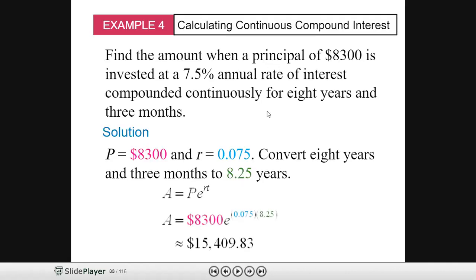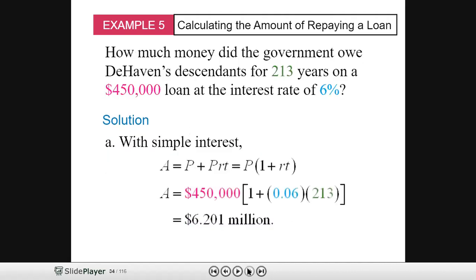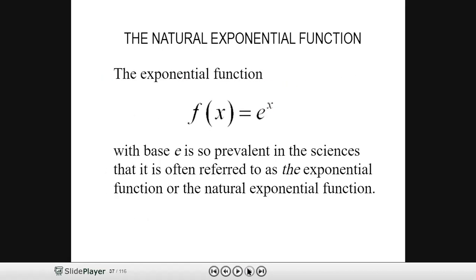This is to find the amount when the principal amount is given. So we are not going to solve that, and how much money. So this is all about the question and the solutions. So the natural value of this function, this is also the exponential function. e is, you can say, the natural value of e.